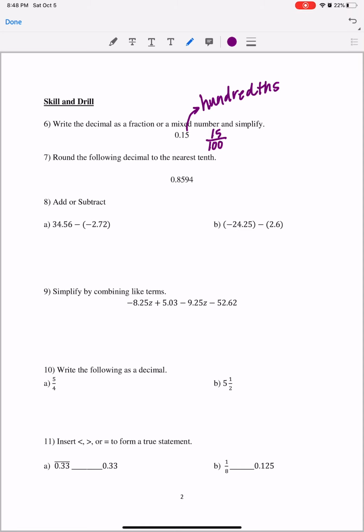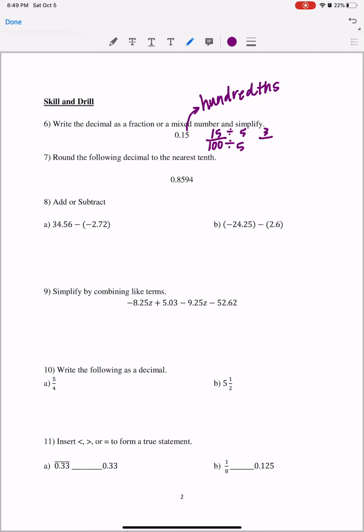If you had something in the thousandths place, you would want to put it over 1,000. If you only have something in the tens place, you're only going over 10. So whatever place value it is, that's what you need on the bottom as well. Even if it didn't tell me in my directions to simplify, you always have to simplify. So what can we divide into both 15 and 100? Hopefully you said 5.